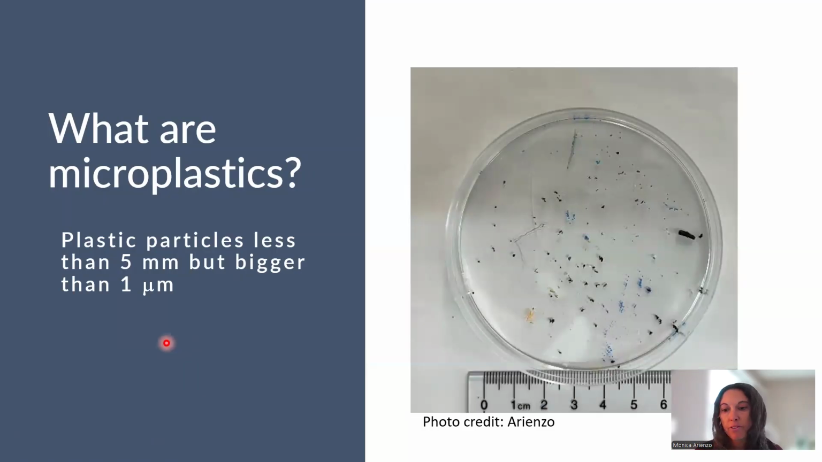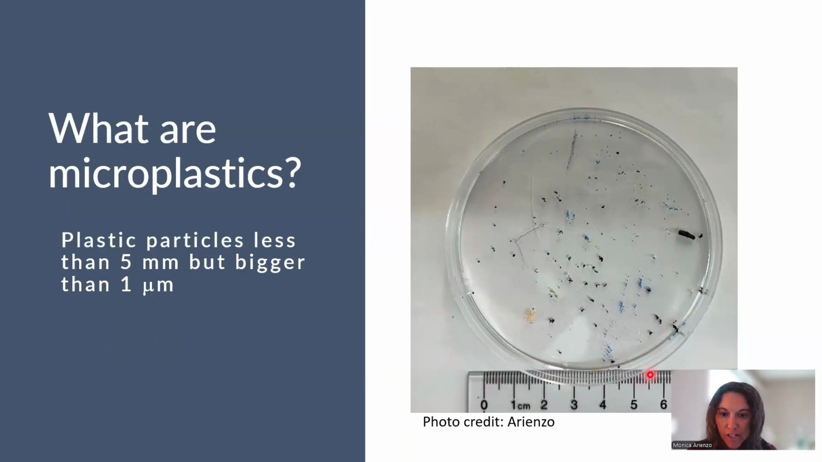You also hear me use the term microplastics, and microplastics are these small plastics. So these are plastic particles that are smaller than 5 millimeters or smaller than a pencil eraser, but bigger than 1 micron. And so 1 micron is a little bit smaller than the size of a bacteria. And so here you can see that when we say microplastics, we're talking about particles we can see with our naked eye, as well as particles we need a microscope to see.